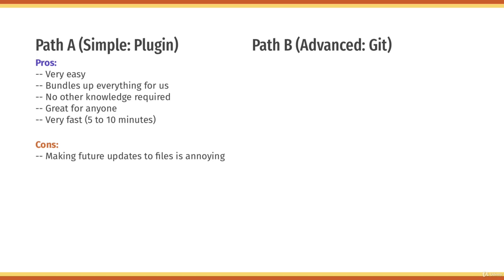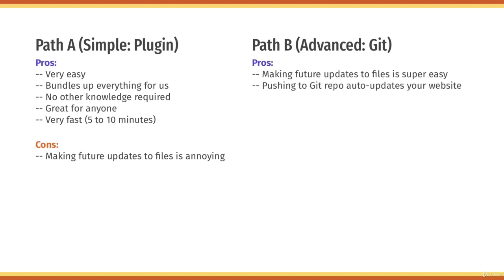Okay, so moving on, what exactly is path B and what are the pros and cons? The big advantage is that making updates to your live website files is super easy. Whenever you code a new feature or make any changes to your files within your local dev environment, and then commit and push those changes up to your GitHub or Bitbucket repository, well, those updated files get automatically uploaded to your web host server for you.